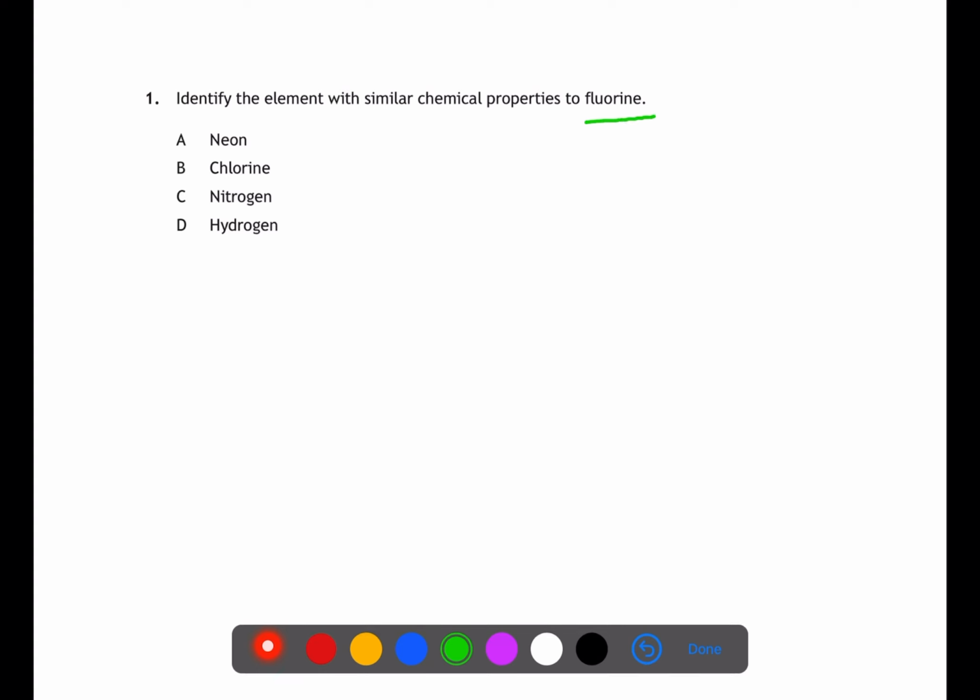Here is question 1. You're to identify the element with similar chemical properties to fluorine. This means that you need to find an element which is in the same group as fluorine. Fluorine is in group 7, it is a halogen. Therefore, you need to find another element from group 7. You can use your data book to help you with this. Chlorine is the other element which is in group 7 from this list.